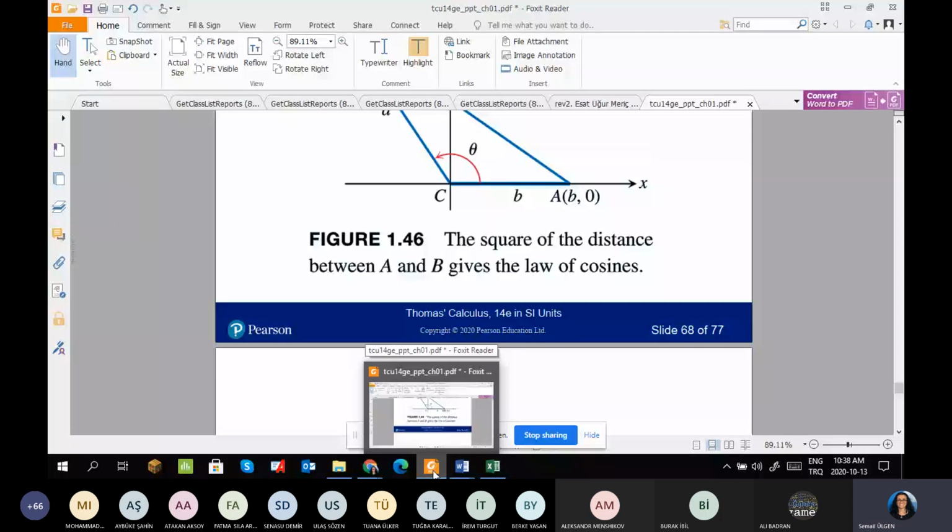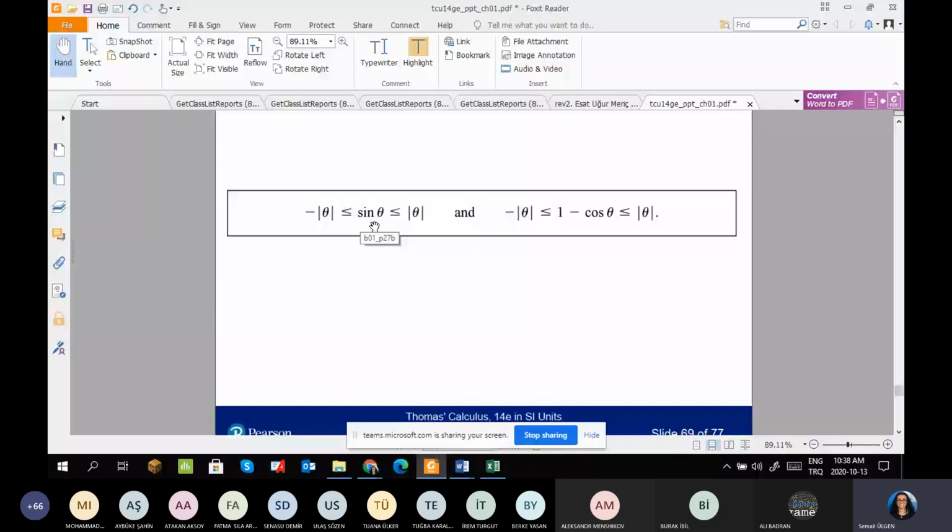Actually, we know sine theta is between -1 and 1, but there is more to it. Sine theta is between the absolute value of theta and the negative of the absolute value of theta. This is more and very useful when we work with taking the limits, etc. Similarly, this is going to be very useful when we are calculating the limits.